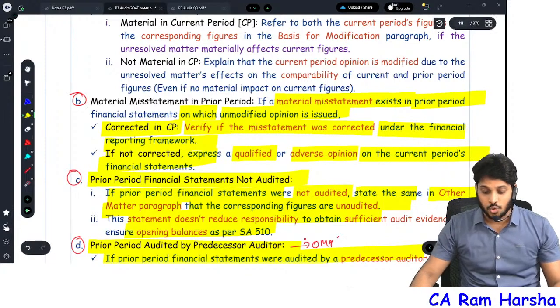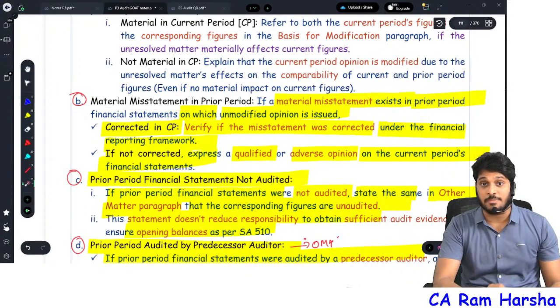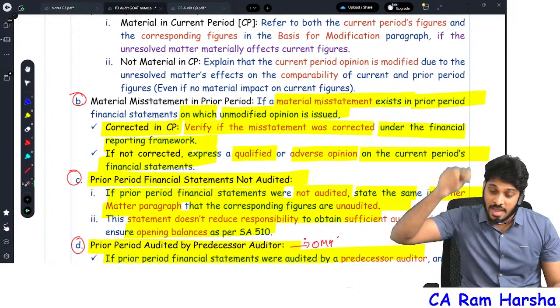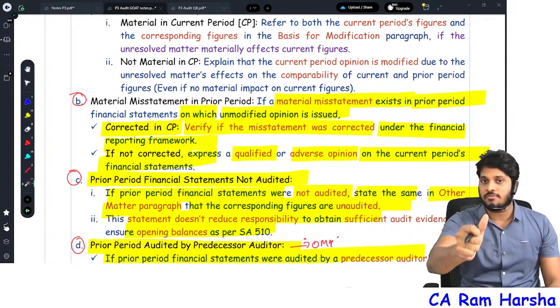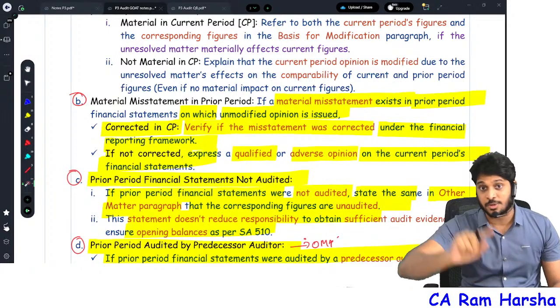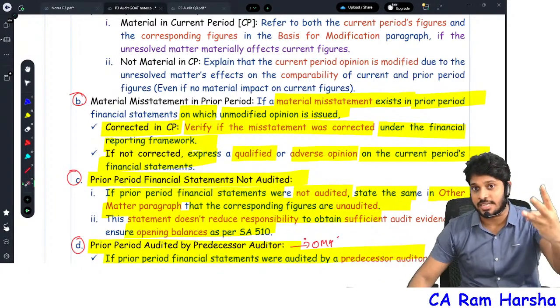That's it. So indirectly, if a material misstatement is there in the prior period financial statements on which an unmodified opinion is given, and which is not yet corrected in the current period, if the impact is severe, you will give a qualified opinion on the current period figures because there is a carry forward of the mistake from the opening balance. That is the third scenario.